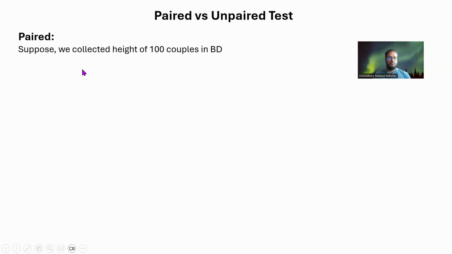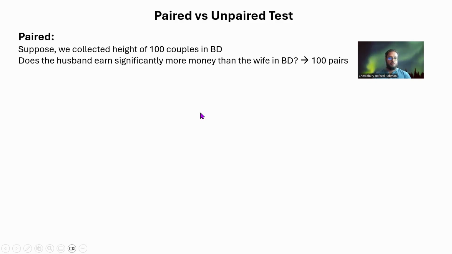The final thing I want to talk about is paired versus unpaired, extremely important. So let's talk about paired first. Suppose you collected income of 100 couples in BD, couples. So here we are talking about couples. That means husband, wife. So the question is, does the husband earn significantly more money than the wife in BD? So this is actually 100 pairs, right? So there are 100 pairs of husband, wife, and for each pair you are looking at the data of husband income versus wife income, and you compare across these pairs. So if these data are paired, then that is paired.